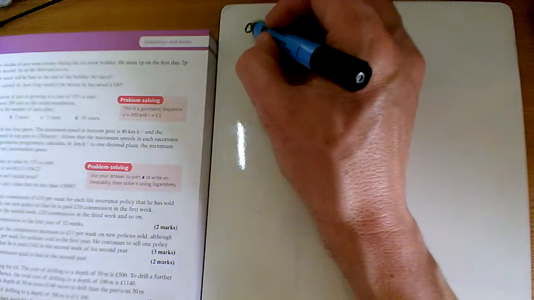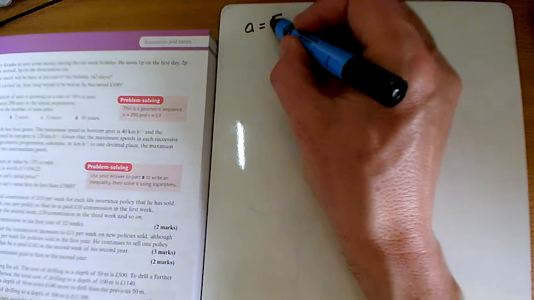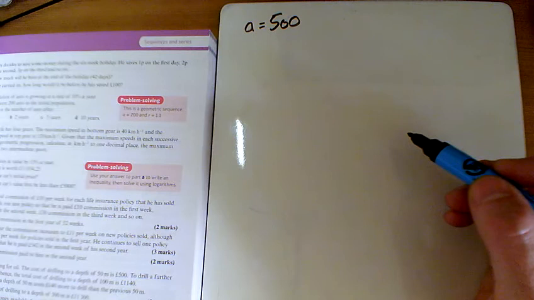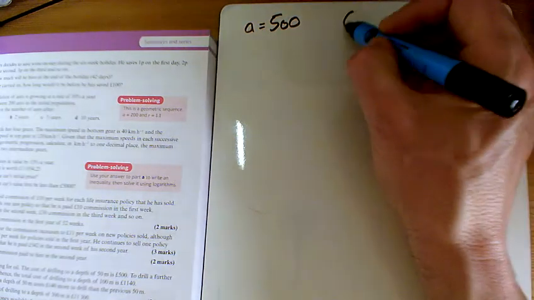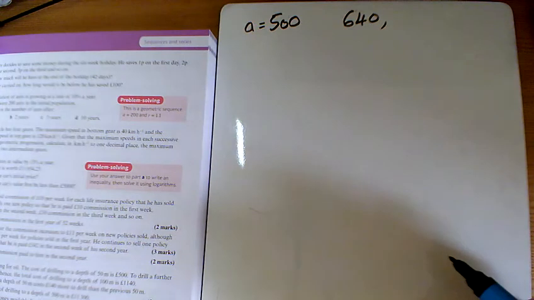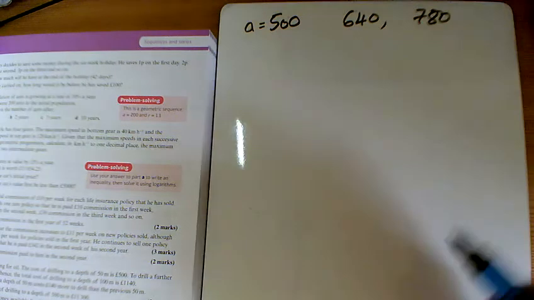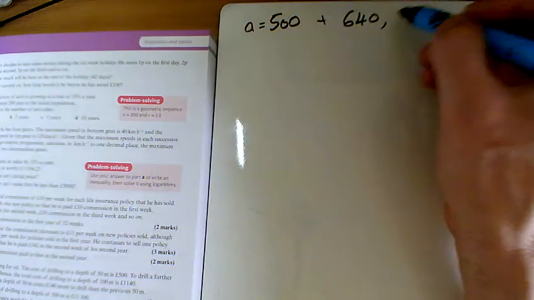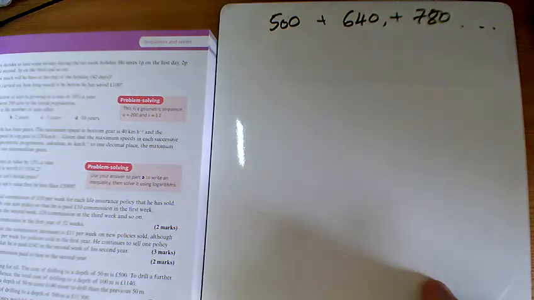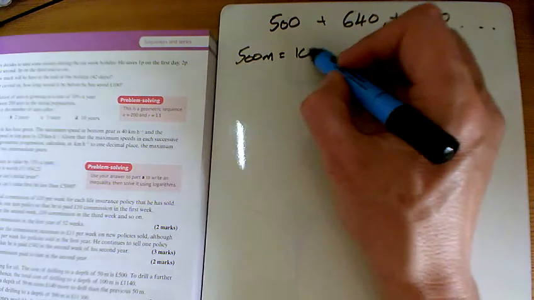Question 8. The first 50 metres costs us £500, and the next one costs us an extra £140, so we've got £640, and it tells us each time it goes up an extra 140. So the next one's going to be 780, and we're going to have to add these up all the way along. We need to get to 500 metres, so 500 metres is 10 lots of 50.